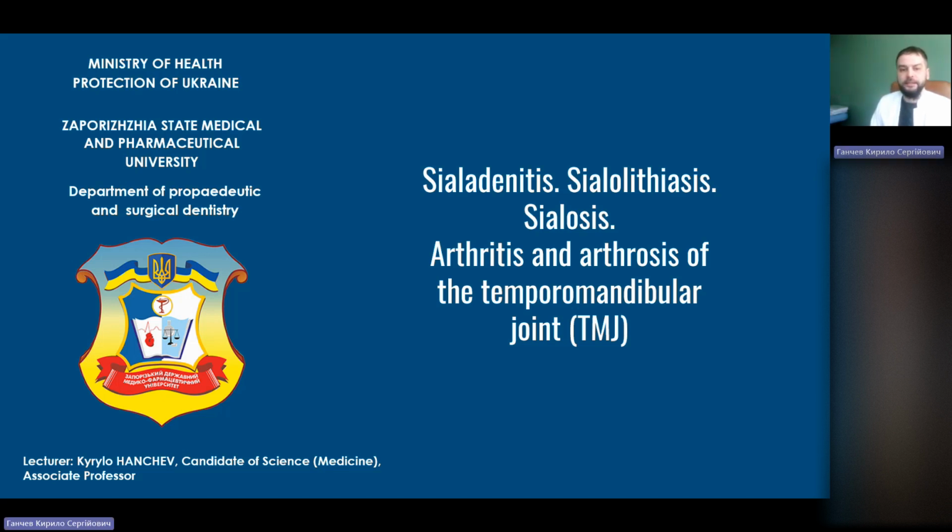dedicated to sialoadenitis, sialolithiasis, and sialosis. And of course, we have to talk about arthritis and arthrosis of the temporomandibular joint. You could see that abbreviation TMJ, so you know what that is.